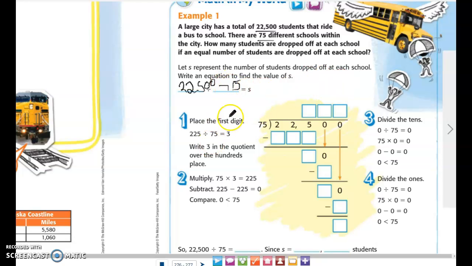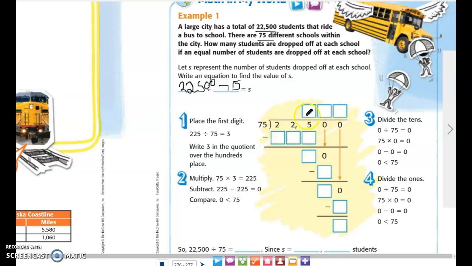So let's try it, okay? Are you guys ready? Okay, so we're going to try it. 75 is a pretty easy number to work with, and I'll show you guys why, okay? So it says place the first digit. Can 75 go into 2? No. What about 22? No. What about 225? How about that? Yes, it can, but now we need to play with numbers.